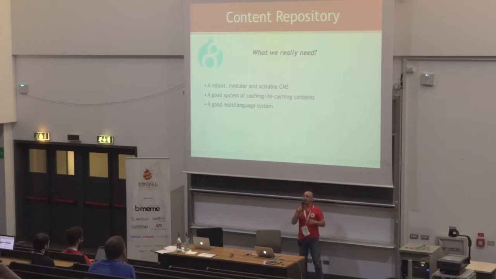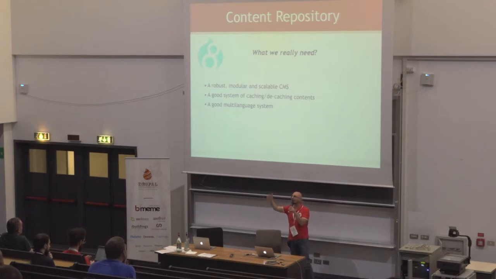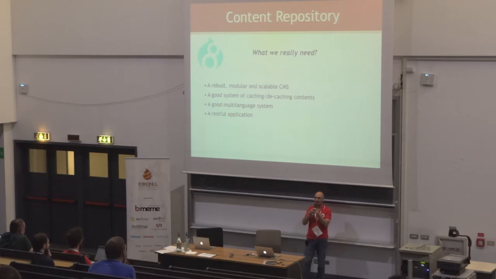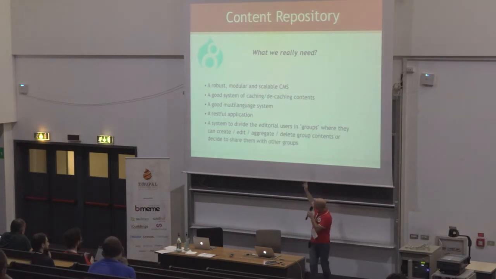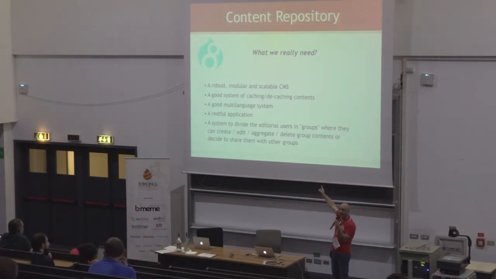We need a good multi-language system, because any country, in the example we made, could have different languages. I can have English, Spanish, French in the US zone, and English, Italian, Spanish, French in the Europe zone. Obviously, we need a RESTful application. And a system to divide the editorial users in groups where they can create, edit, aggregate, delete group contents, or decide to share them with other groups.